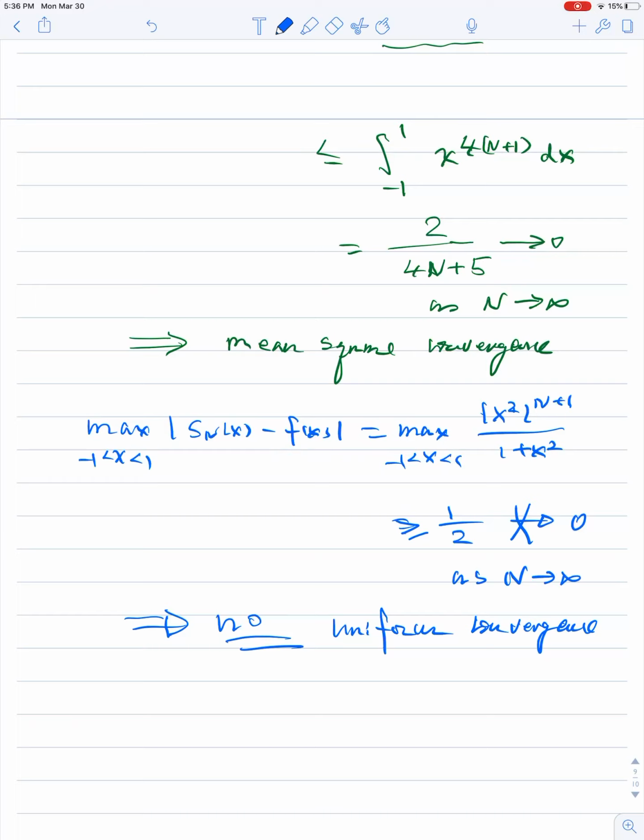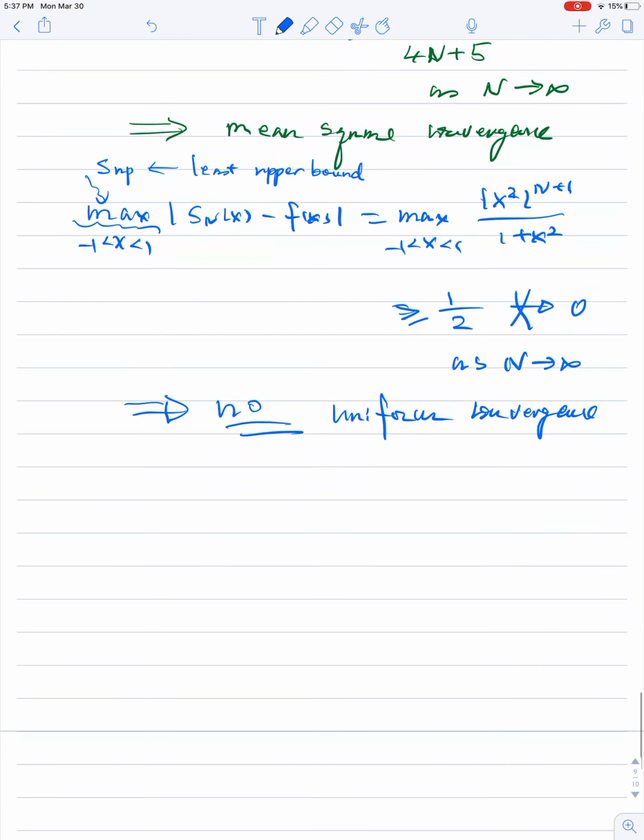So actually, I should make a remark that this max here is better to use as the sup. It is what we call the least upper bound. Okay, but I don't want to make a fuss about this.